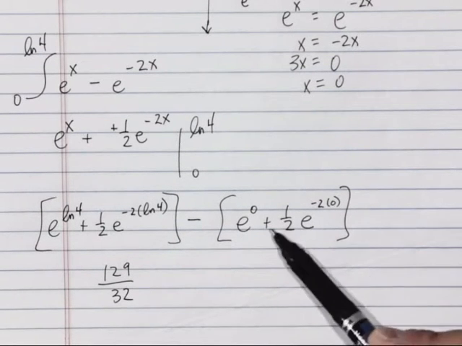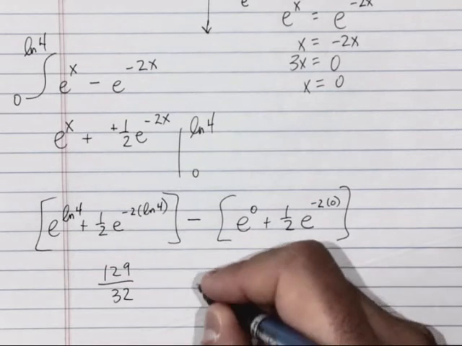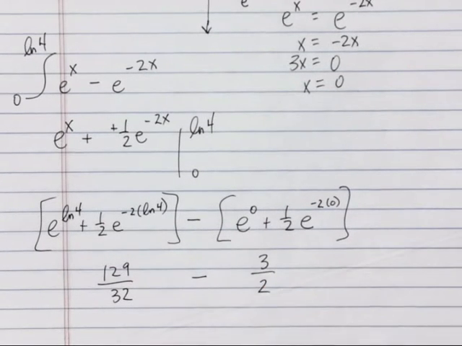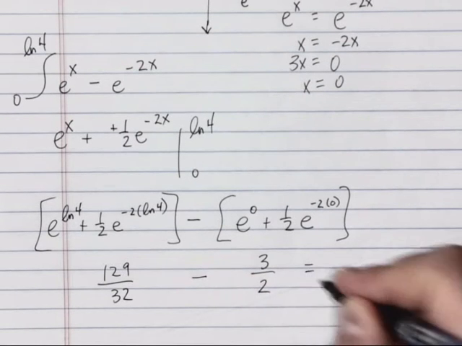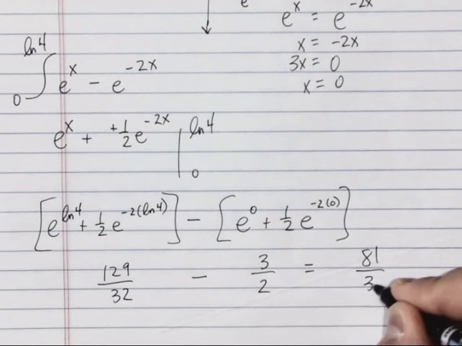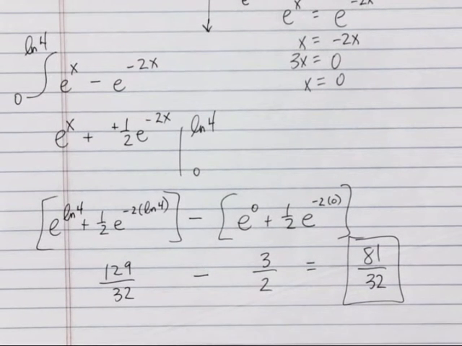Over here, this one's actually easier because we know that e to the 0 is equal to 1. Anything to the 0 power is equal to 1. So that's going to give us 3 over 2. And then, of course, subtract those two numbers to get 81 over 32. All right. So that one was a little bit more complicated, a little bit more involved.